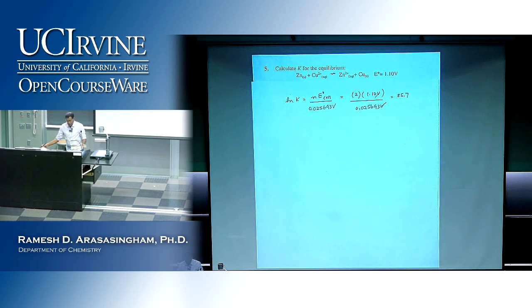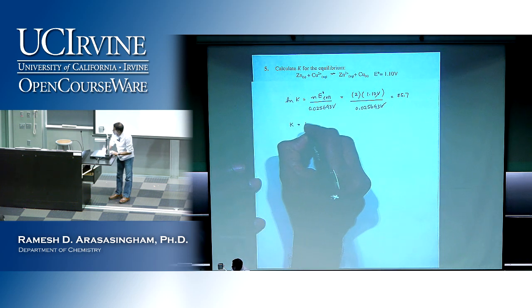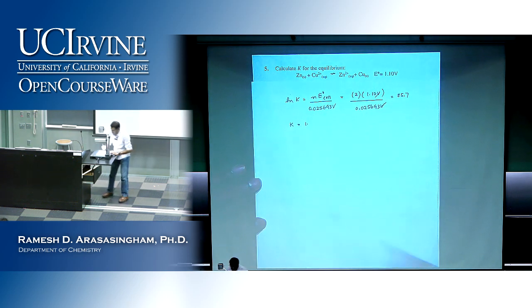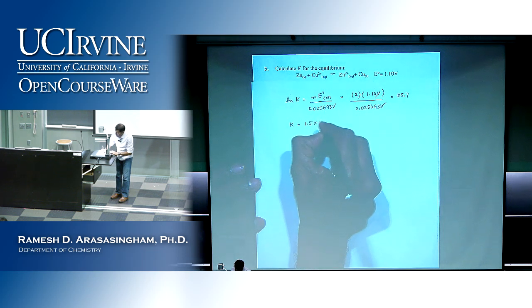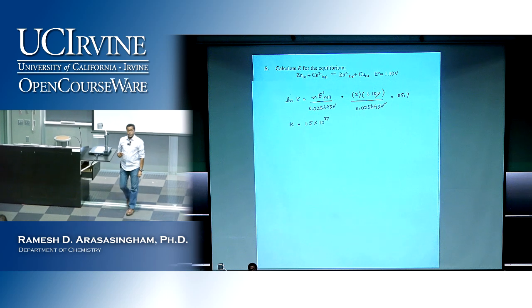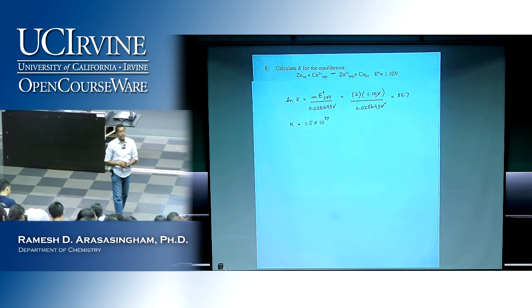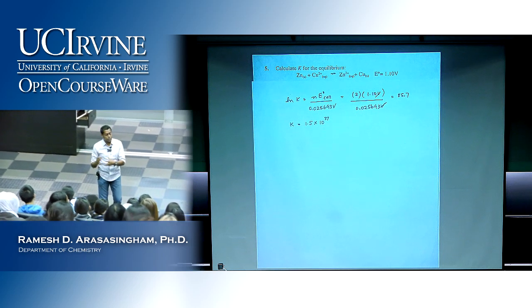All right, and then if I take the inverse log of that, K comes out to be 1.5 times 10 to the 37. So you can see for this reaction, the equilibrium lies entirely on the product side. So when equilibrium is established, you're going to get lots and lots of products being formed.